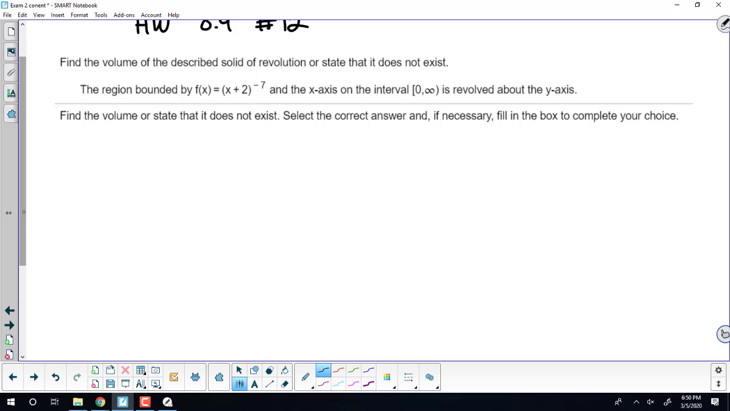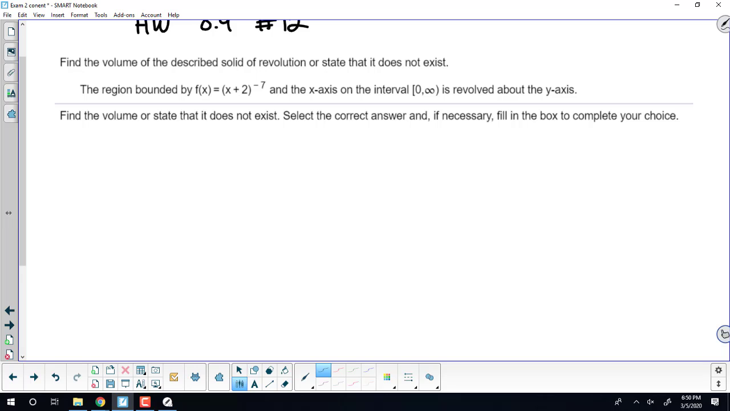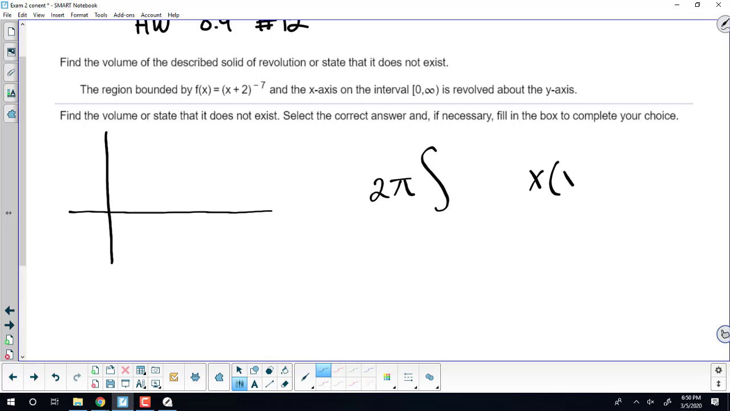Find the volume described by the solid of revolution, or state that it does not exist. The region bounded by this function and the x-axis from 0 to infinity, revolved around the y-axis. So what does that function look like? We have 2 pi times the integral from 0 to infinity of x times x plus 2 to the negative 7.